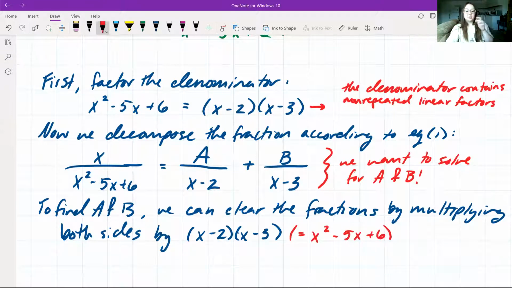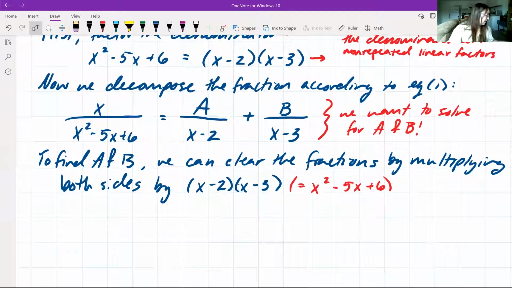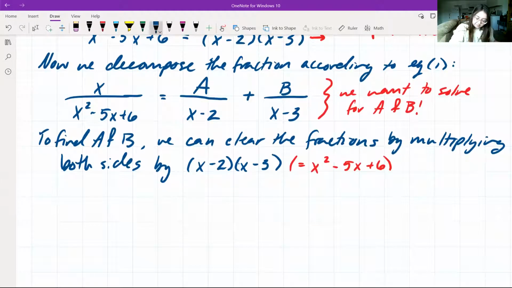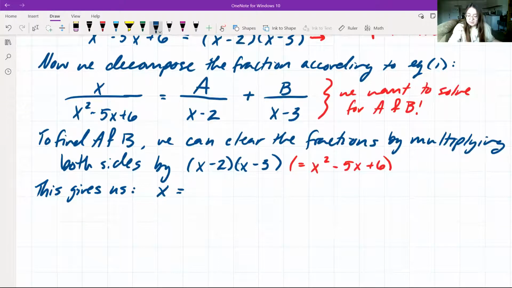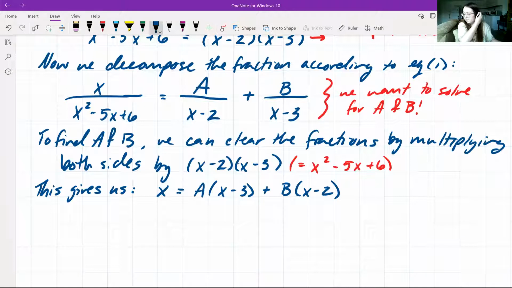So essentially what this is going to do is cancel out our x squared minus 5x plus 6 from our original fraction. So we'll just be left with x. And then we can multiply a and b by the corresponding other factor. So this gives us x is equal to a times x minus 3 plus b times x minus 2.